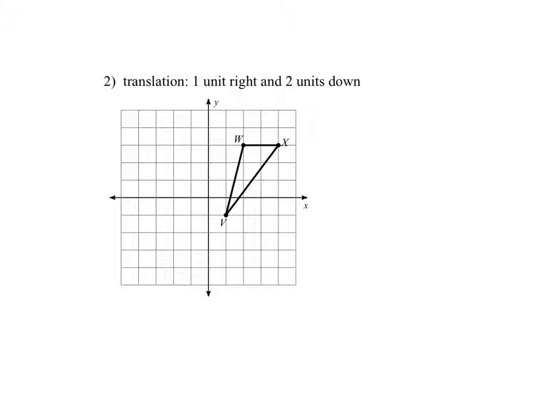So this one is asking me to translate 1 unit right, 2 units down. So that means they start with W. W is going to move 1 unit to the right, 1 and 2 down. So this is W prime. X is going to move 1 to the right, 1 and 2 down. So this is X prime. And then V is going to move 1 to the right, 1 and 2 down. And this is V prime. So now I have my triangle.